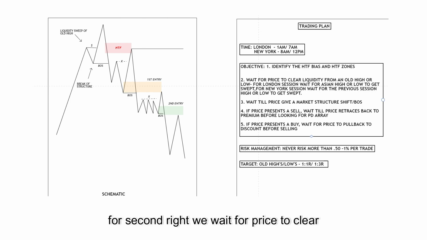And then for the second, we wait for price to clear liquidity from an old high or low. That's the second thing. We always wait for a liquidity sweep to happen. Just like you see here, for the reversal, we wait for price to clear this liquidity on this internal range liquidity. It's the same for our continuation also. A reminder, we're not taking the first entry. We're waiting for price to give us more breakup structures to the downside to then confirm our reversals.